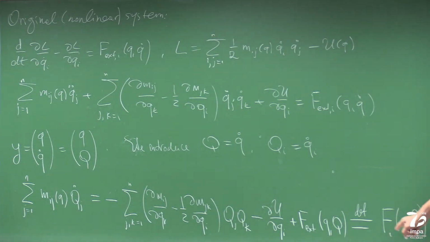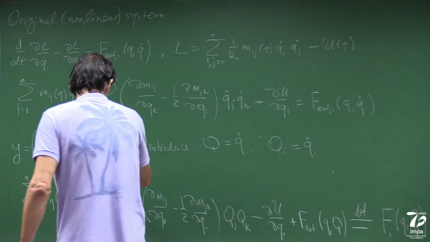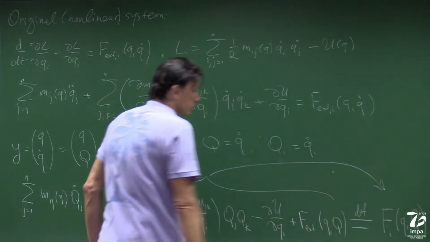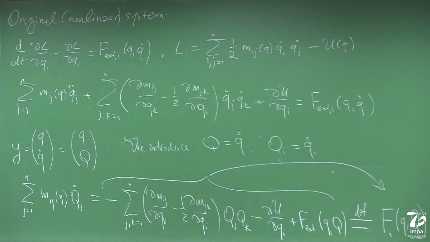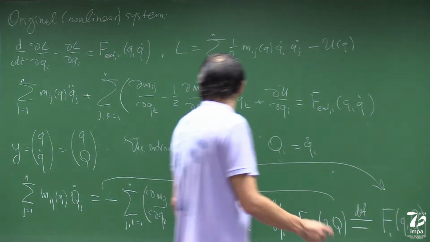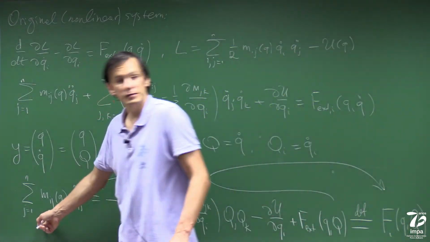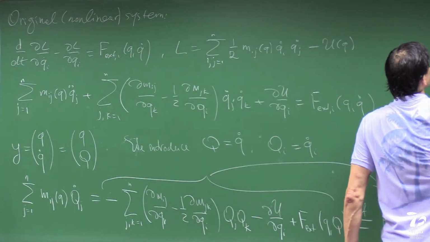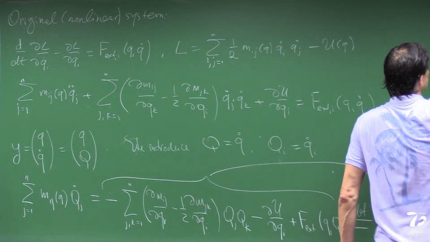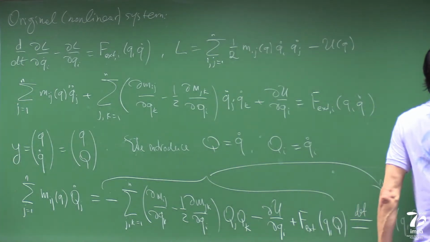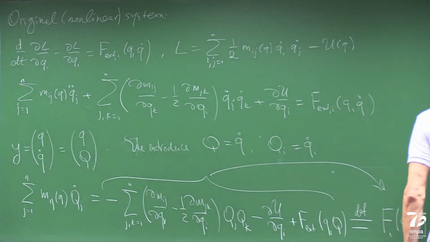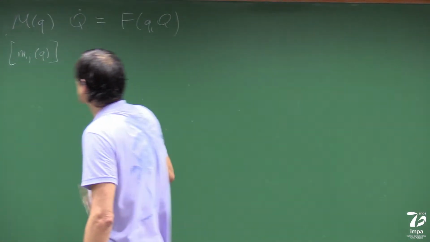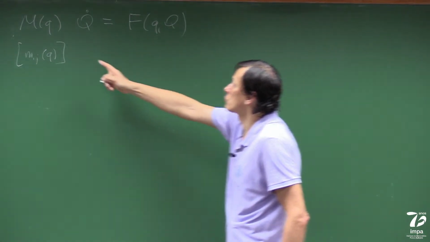So we just denote by f_i the full expression. Then what you get is that you can write this left hand side as just m(q), where m is the matrix with these coefficients, times Q dot equal f(q, Q), where this is a vector, so just in vector form. And then you invert the matrix.